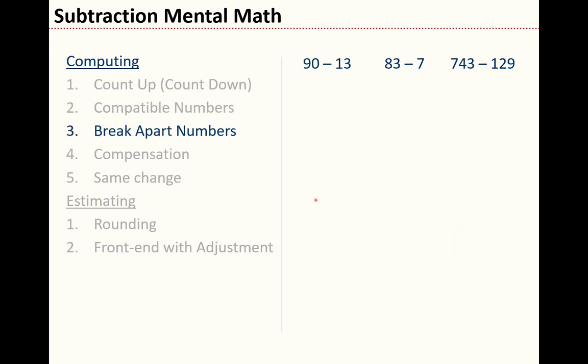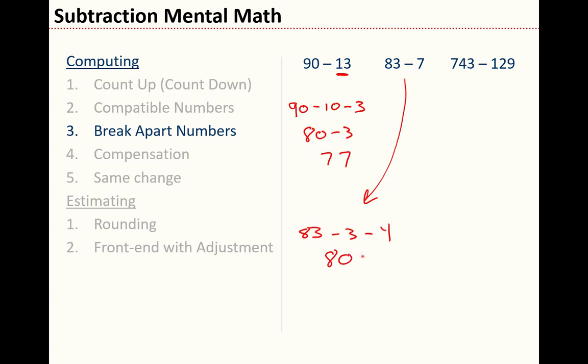Break apart numbers. Typically, we will break apart the second number. We're going to break apart the number that we are subtracting. So 90 minus 13, we saw this in the previous problem. I really thought of this as 90 minus 10 minus 3. So 80 minus 3, which was the 77. Now, what if I had 83 minus 7? Well, I could break apart that 7 and just say, well, first of all, I just want to subtract 3. And then 7 is 3 plus 4, so I'll have to subtract 3 and then subtract 4. So 80 minus 4, or the 76.